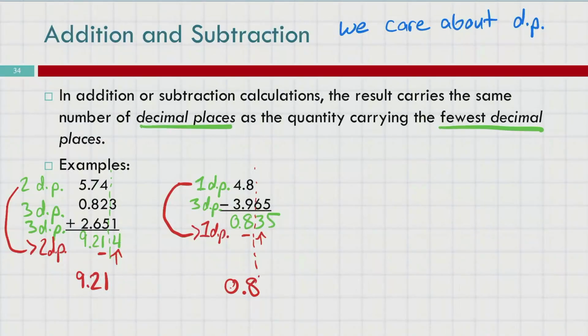So for multiplication and division, we care about number of significant figures. For addition and subtraction, what we're doing here, we care about number of decimal places.